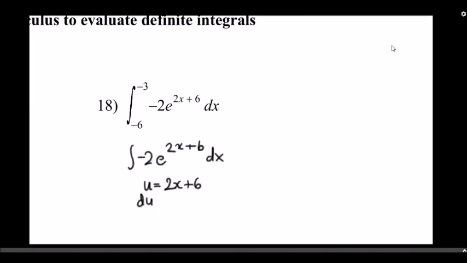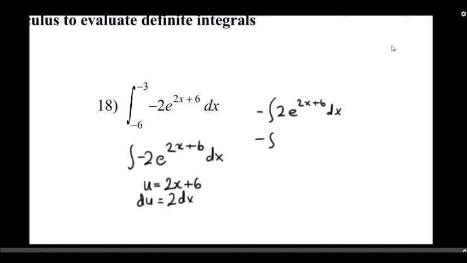If I let u equal 2x plus 6, well, I need a dx there, then du is equal to 2 dx. So I've got the 2 dx, I just need to move that minus sign out in front. So I can rewrite this as negative integral of 2 e to the 2x plus 6 dx.